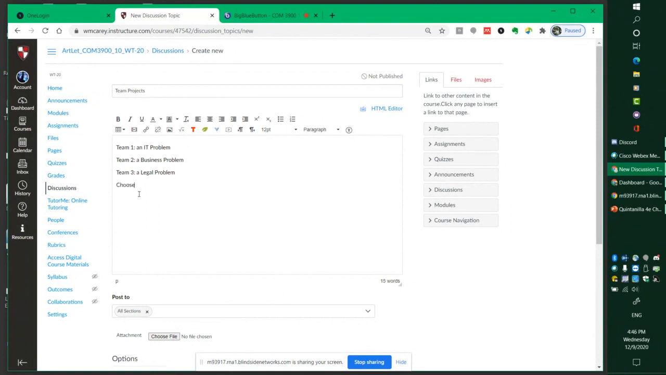Choose your team and your teammates. Post in the discussion who is doing what. There are 9 people, 3 teams of 3. Right. This goes to everyone.